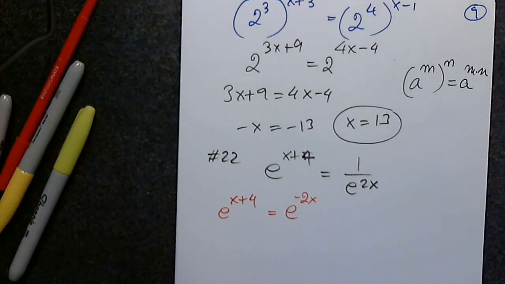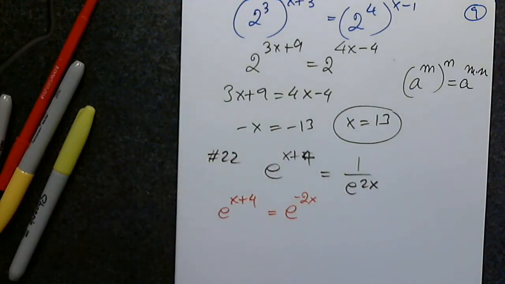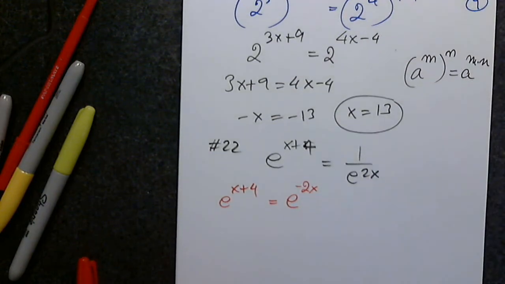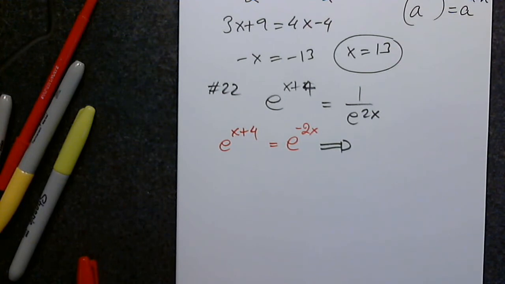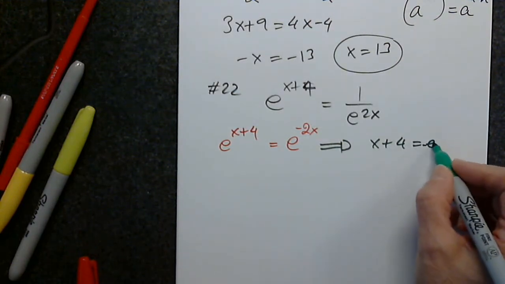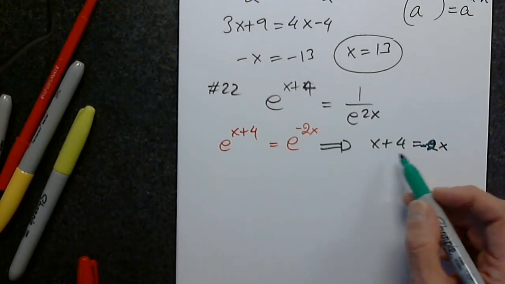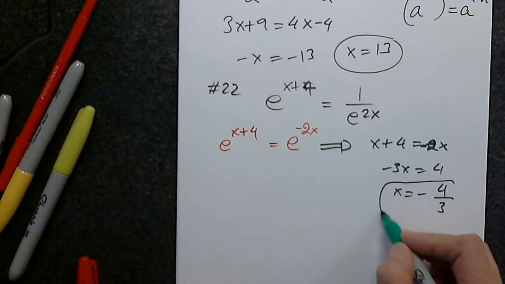e raised to negative 2x is 1 over e raised to 2x. So now I'm back to the simple case, and I can say two numbers are equal and they have the same base. What must happen? Only one thing can happen, which means, what? So the exponents are equal to each other. That's it. So I have negative 3x equals 4 or x equals negative 4/3.